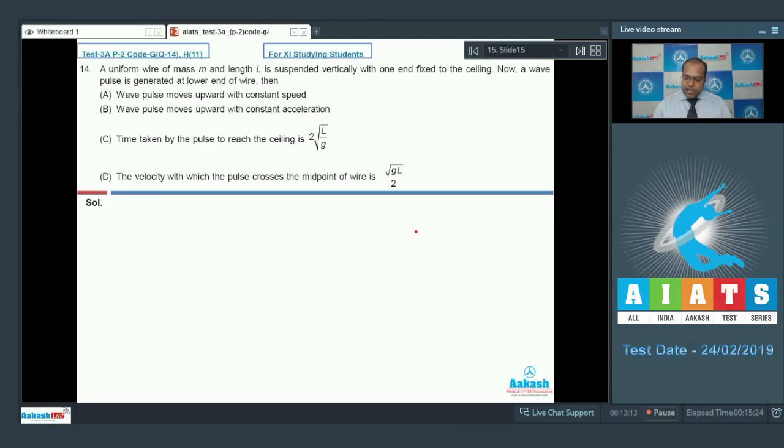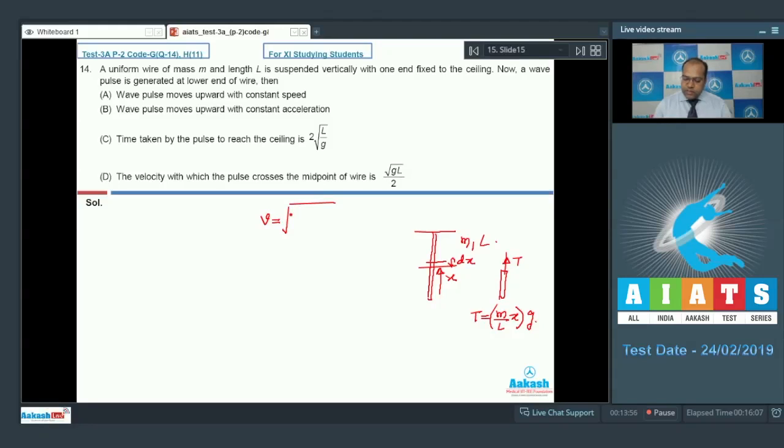So, if I analyze the situation, suppose this is a ceiling and this is a wire whose mass is m and length is L. If I consider an element at a distance x from the bottommost position, of length dx, then the tension acting on this element is, let's say, T. Then the value of T can be written as m by L into x, which is the mass of this considered segment, into g. So the velocity at this position can be written as v is equal to under root T by mu.